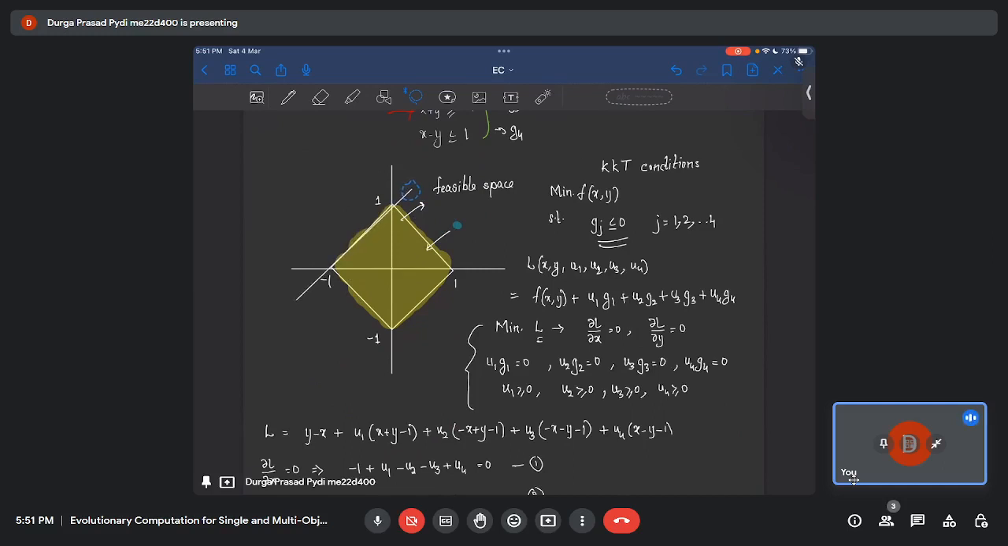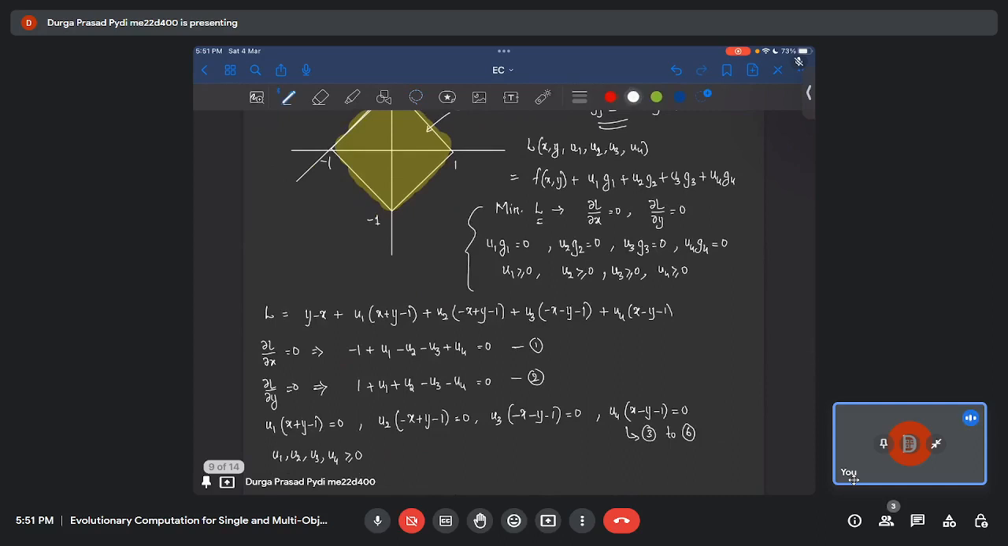How we will go about doing it is first to define some function L of x comma y comma your constants as something like f of x plus u1 g1, u2 g2, u3 g3 and u4 g4. So my original formulation is to minimize f of x comma y. But now what I am doing is formulating a new function L and I'm trying to minimize L. So here you will be getting two equations, dou L by dou x equal to 0 and dou L by dou y equal to 0.